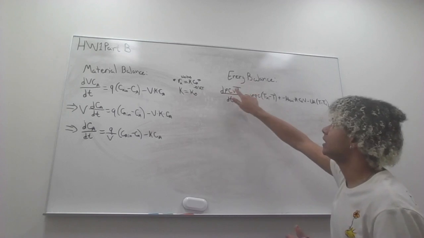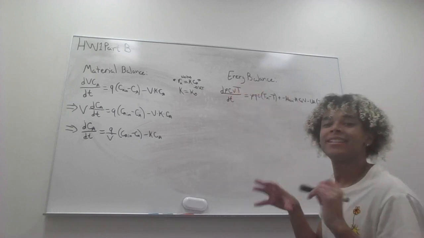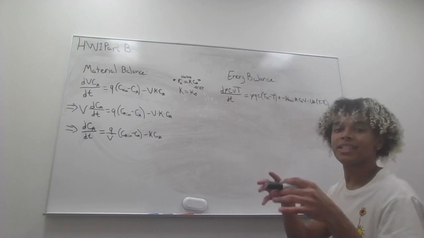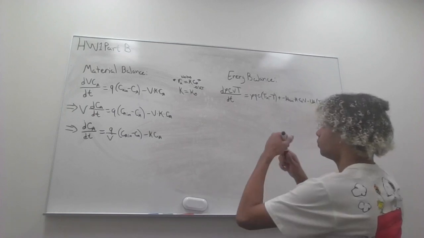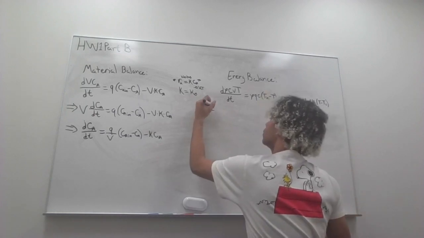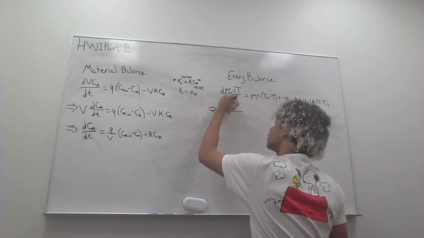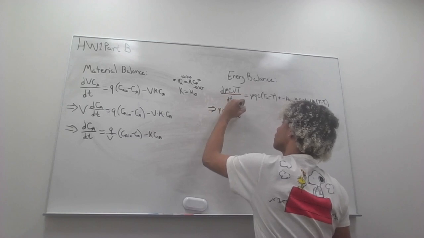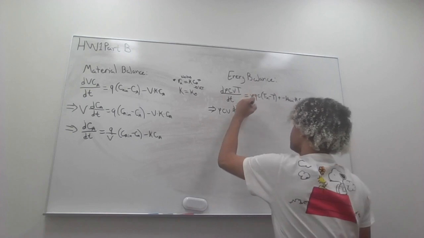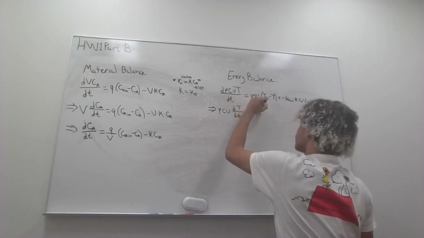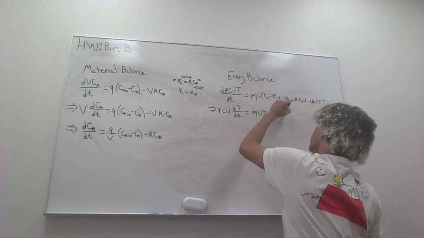And so then we just have d capital T over d little t, or the change in temperature over the change in time. So when we do that, we get this. And now that we have that, we actually can get somewhere.